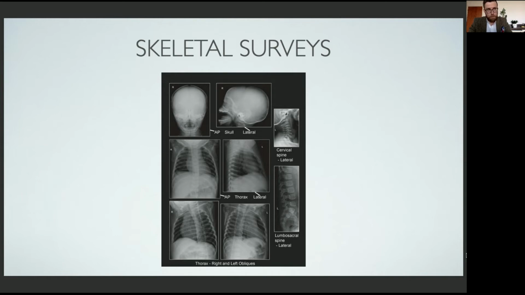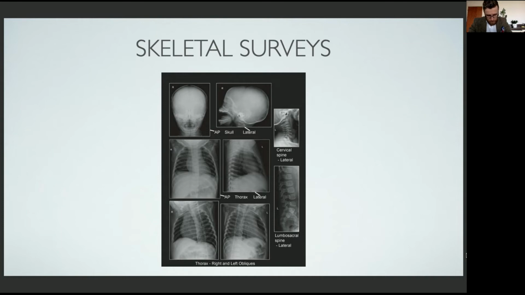Interestingly, head injury is the commonest, the most frequent cause of morbidity and mortality secondary to child abuse. It is not usually thoracic or abdominal or limb trauma that causes these children long-term detrimental effects. If something is going to affect them long-term, more often than not, it is unfortunately a head injury.